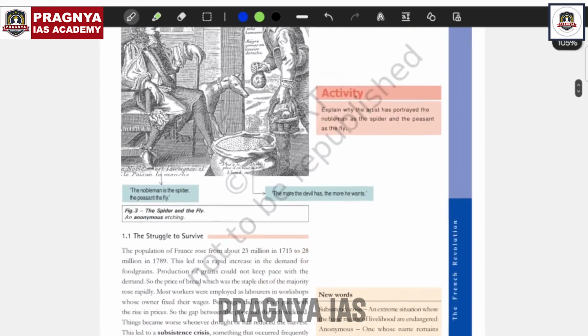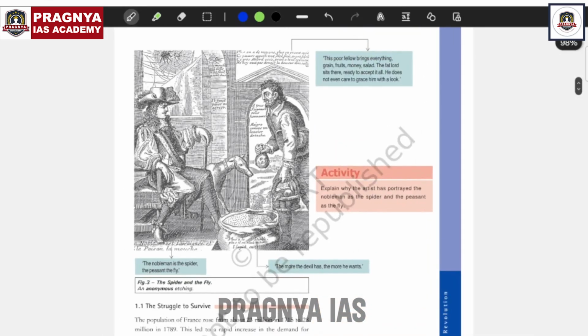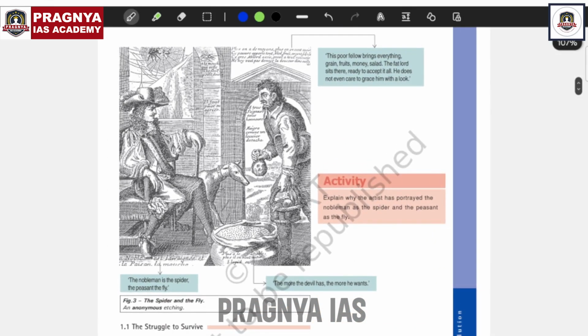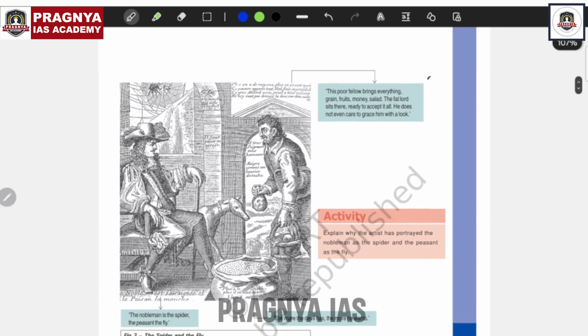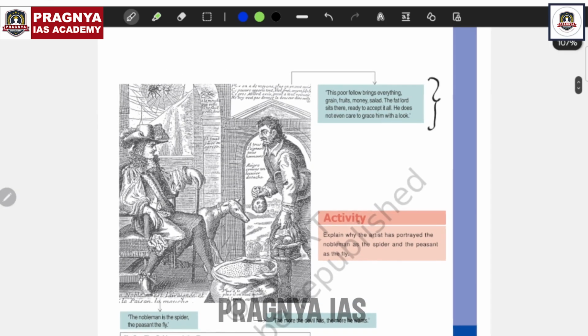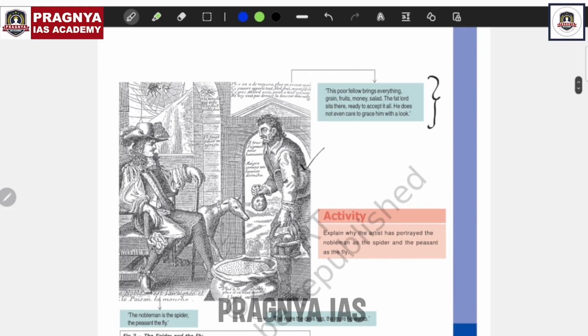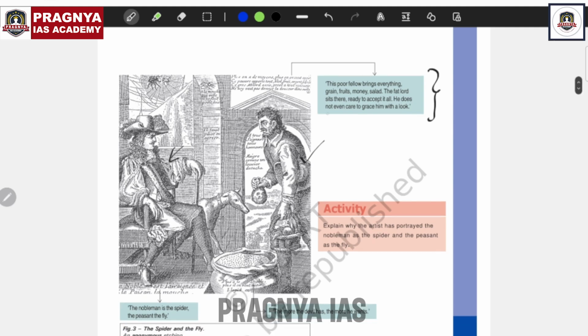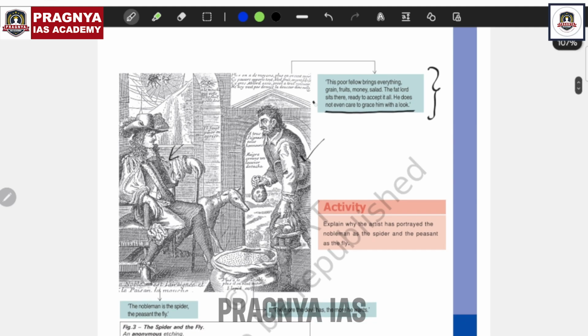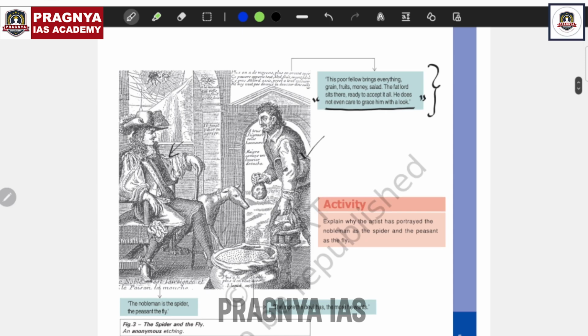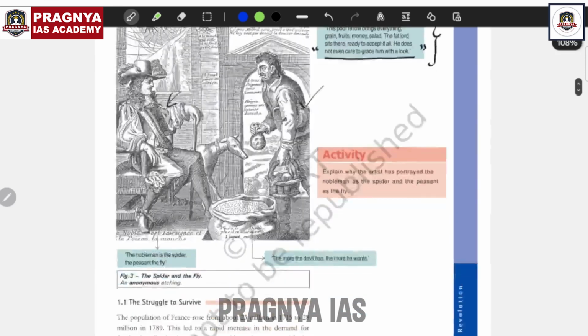Next page, they draw a beautiful diagram and try to explain what was there in France during the 18th century. See here, this poor fellow brings everything: grain, fruits, money, salad. The fat lord sits there ready to accept it all. He does not even care to grace him with a glance. This is the position in the 18th century.